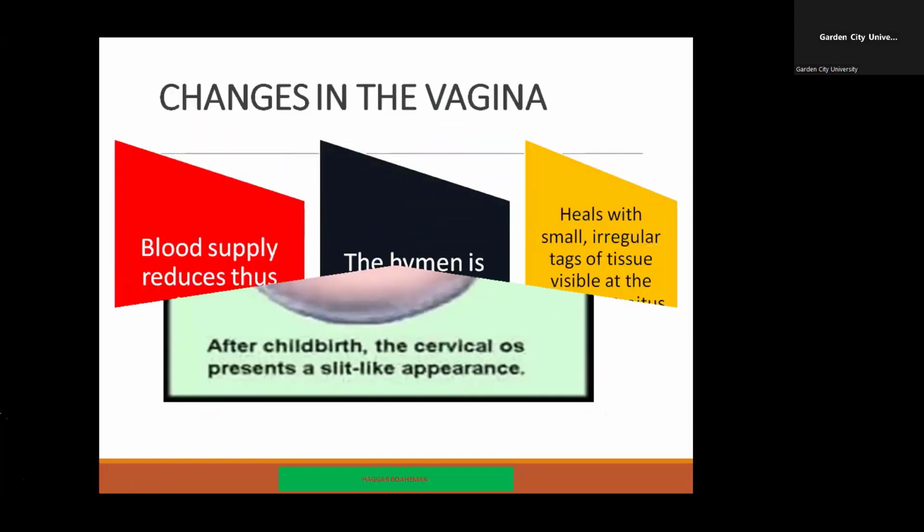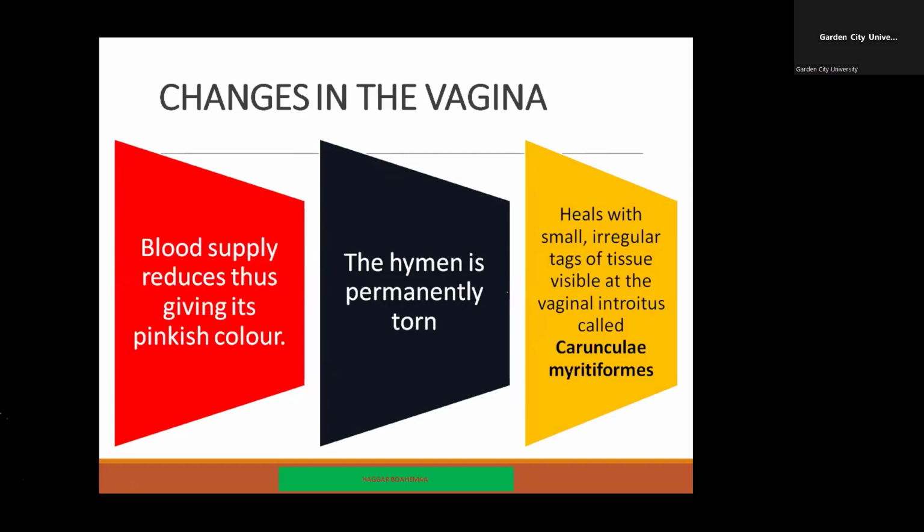So this is what I'm talking about. When we have the changes in the vagina, we said after delivery, the amount of blood supply to the vagina is reduced, giving it back its pink color. But we said the hymen is not completely broken. When you have sex, you break your hymen. But after delivery, when the fetus passes through the vagina, it causes the hymen to be completely torn. And that is why we said it will heal and leave irregular tissue. It normally leaves the carunculae myrtiformes. That is what we see.